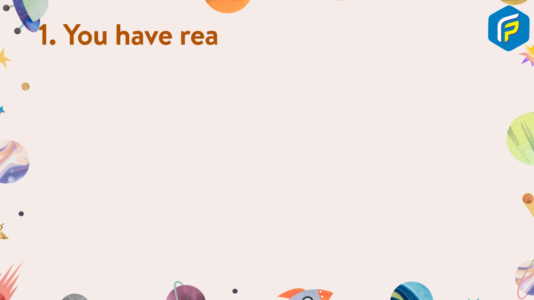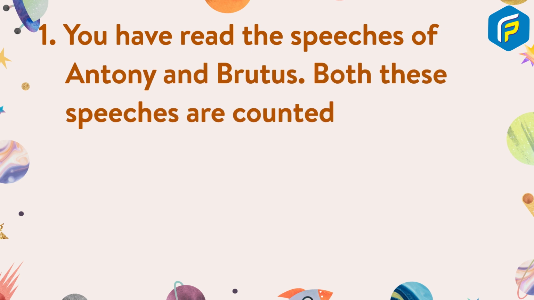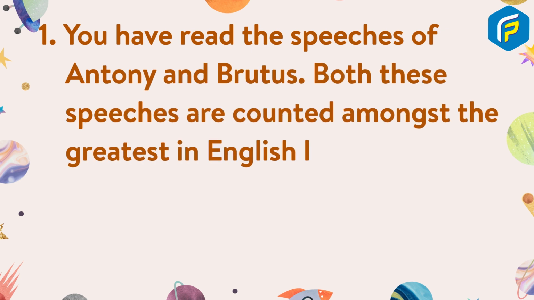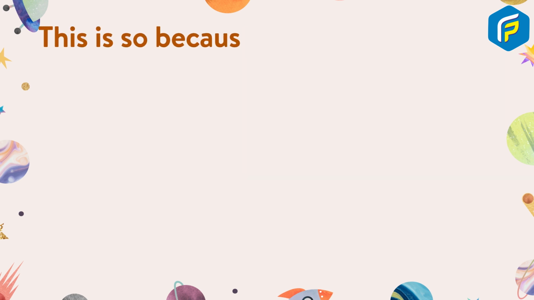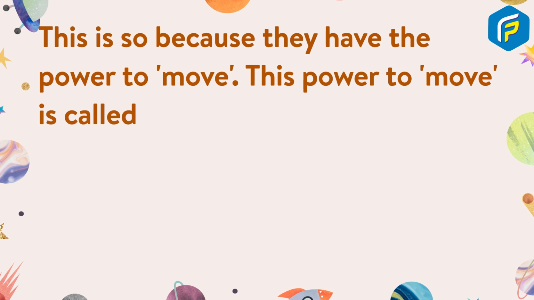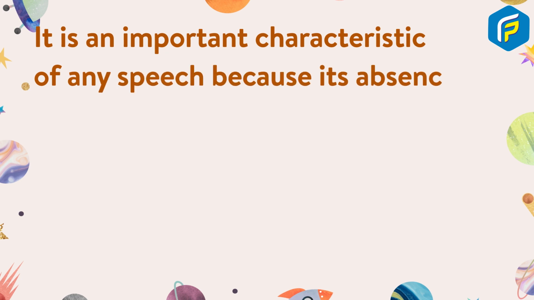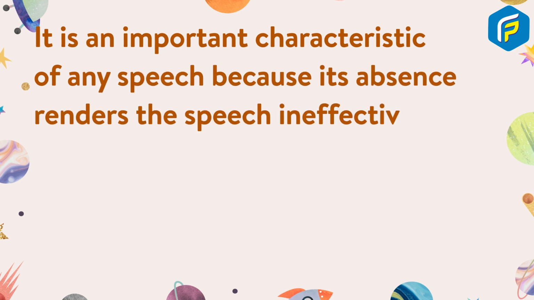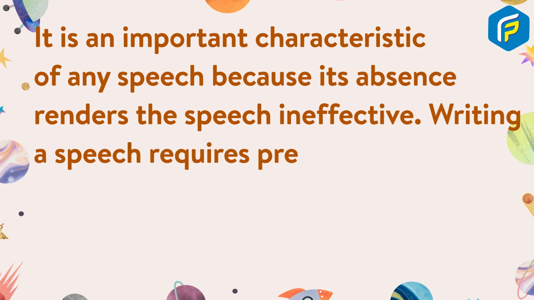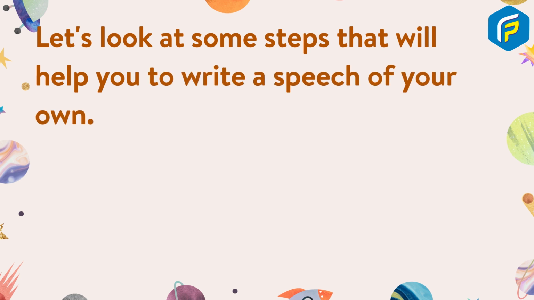1. You have read the speeches of Antony and Brutus. Both these speeches are counted amongst the greatest in English literature. This is so because they have the power to move. This power to move is called persuasiveness. It is an important characteristic of any speech because its absence renders the speech ineffective. Writing a speech requires preparation and planning. Let's look at some steps that will help you to write a speech of your own.